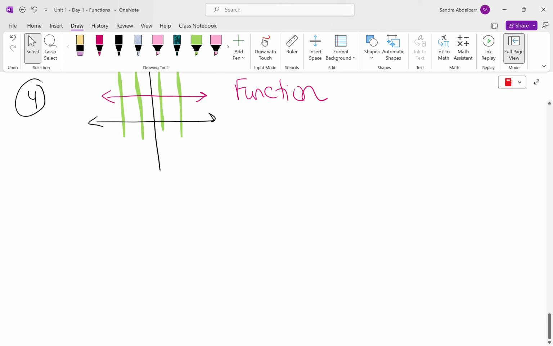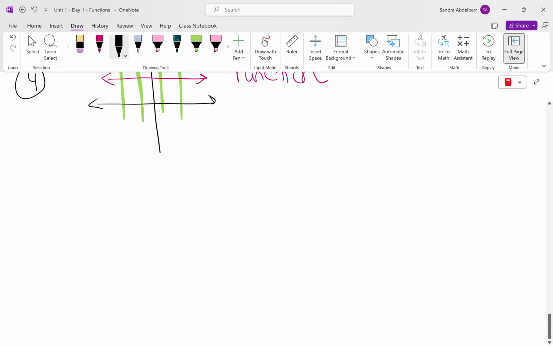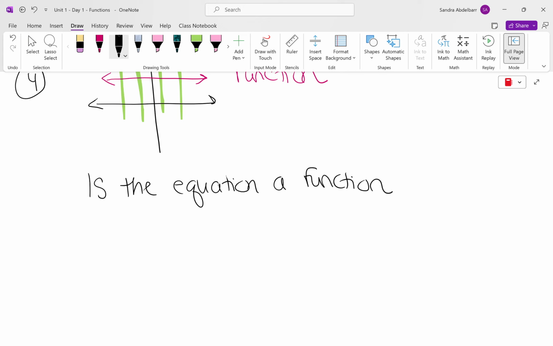All right, the very last thing we're going to do today is we're going to decide, is the given equation a function given its equation, given its expression, without graphing it, without inputting anything? It's figuring it out from just its equation alone. So, is the equation a function?